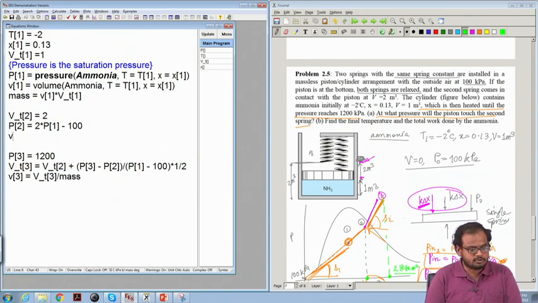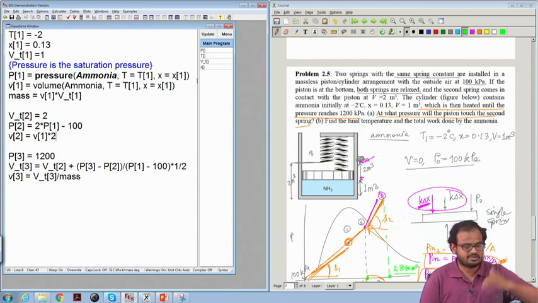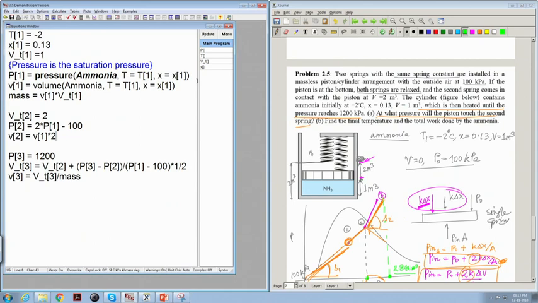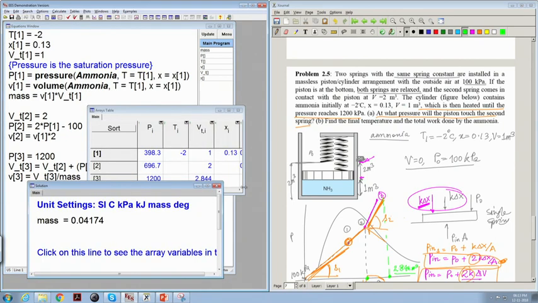For completeness, we will also find out the specific volume at point 2. This is equal to the specific volume at 1 into 2, because the volume has doubled. If the volume has doubled, then we know the specific volume has also doubled because the mass is constant. Okay. Nothing sacrosanct about this step.